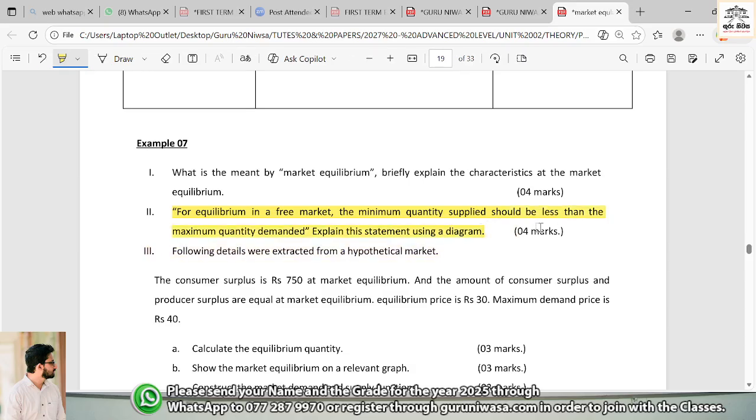Can you tell me, Lamai? Do you agree with this? Do you agree with this second question? For equilibrium in a free market, the minimum quantity supplied should be less than the maximum quantity demanded. In this diagram, 4 marks.